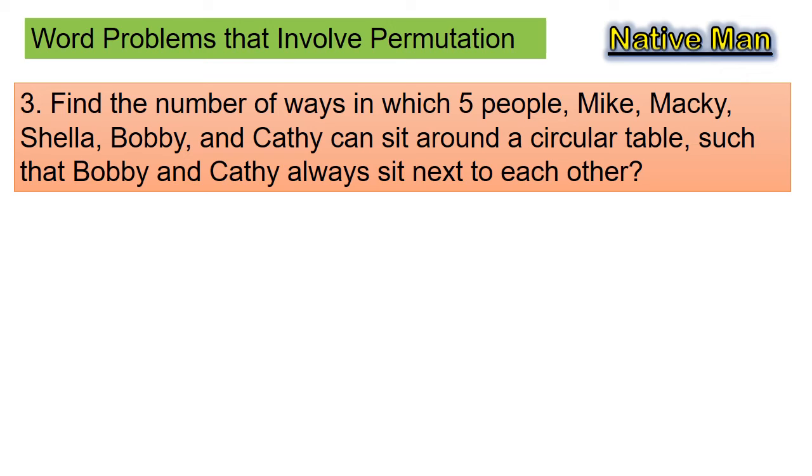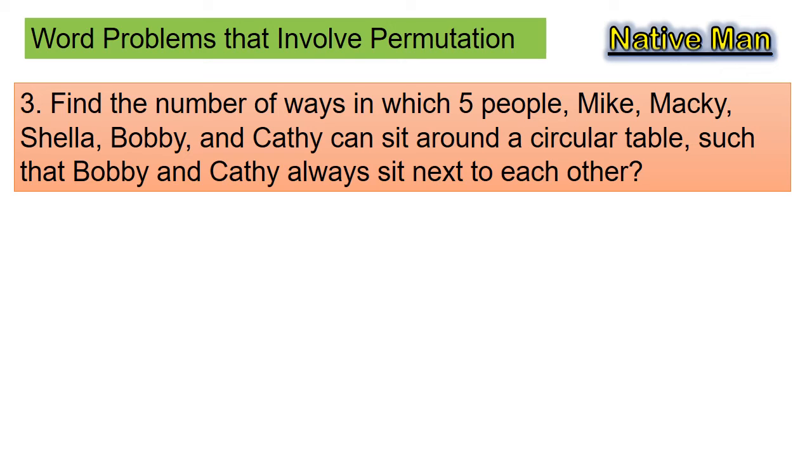But if you notice sa ating problem, meron po siyang restriction. Ang restriction po niya ay nakalagay dito, such that Bobby and Cathy always sit next to each other. Hindi po sila pwedeng maghiwalay. Basta lilipat-lipat silang lahat, dapat magkatabi si Bobby at si Cathy. Siguro mag-boyfriend-girlfriend po yan. Kaya hindi po sila pwedeng maghiwalay.